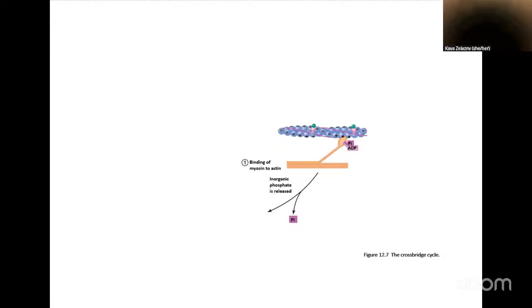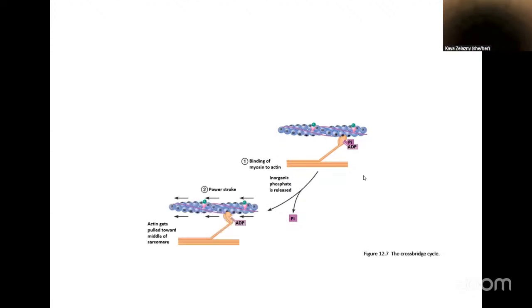Remember, ATP is adenosine triphosphate, tri for 3, so 3 phosphate groups. What's happened at this point, when we're setting ourselves up, is we broke off that 3rd phosphate group. So that's what that phosphate ion is that we're letting go of. So we release that phosphate ion, taking us into our power stroke.